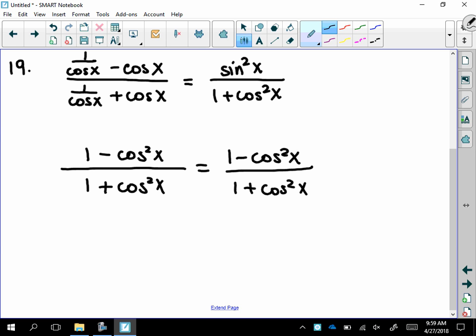Oh, I changed the right side to cosine squared minus 1 instead of 1 minus cosine squared. So I was playing along. All right. I think I'm good with those.